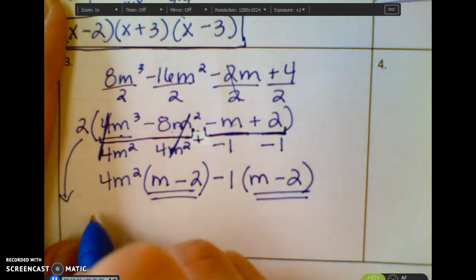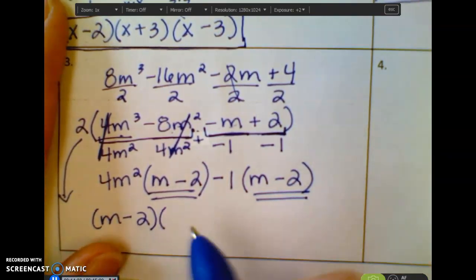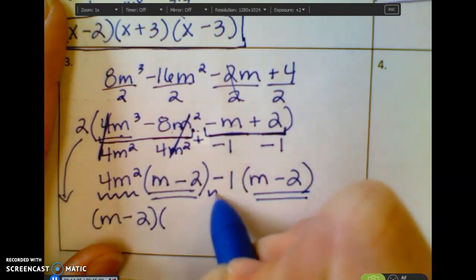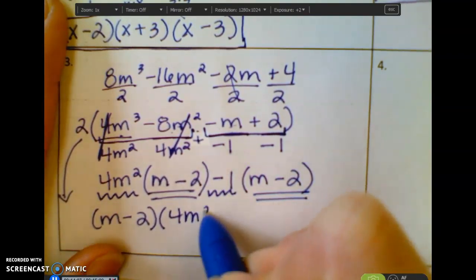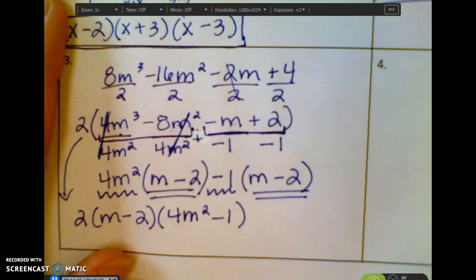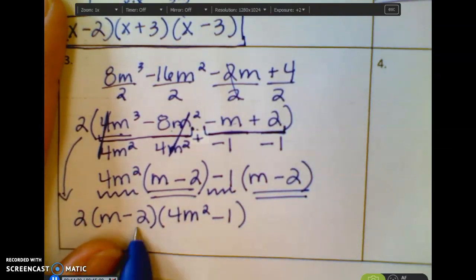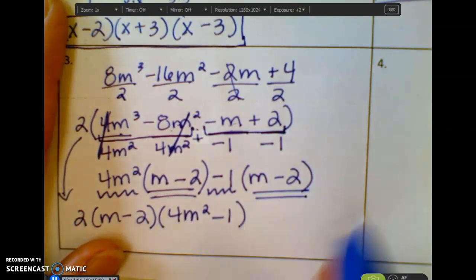That's our common factor. So we're going to bring out our common factor, m minus 2. Then what's left? Group our leftovers. 4m squared minus 1. What am I missing from this answer right now? I'm missing that 2. And then last thing we need to do is check for difference of squares. Well, 2 is just the GCF. M minus 2 is not a difference of squares, but 4m squared minus 1 is.